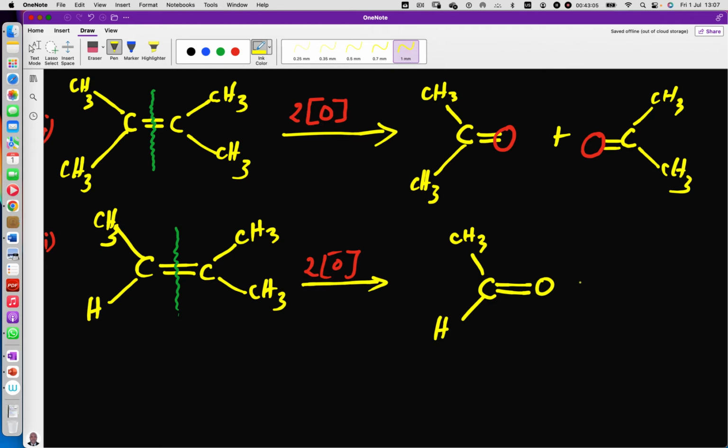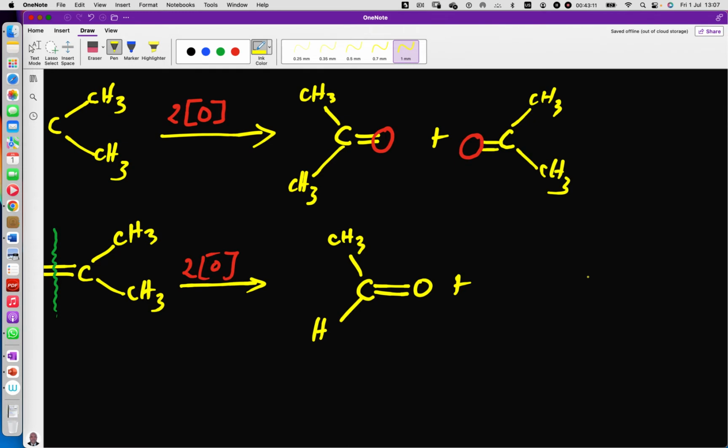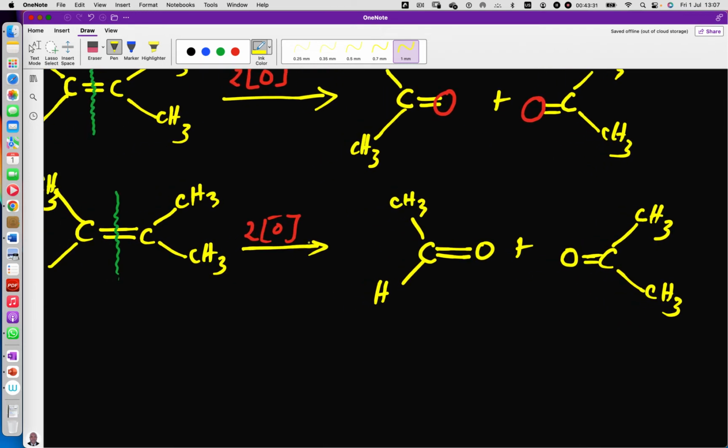Plus this one, a methyl group, this one, and this other one. Oxygen will also be attached here. So now these are the two products. But it should be remembered that this is a ketone, and this one is an aldehyde. This aldehyde here is ethanal.